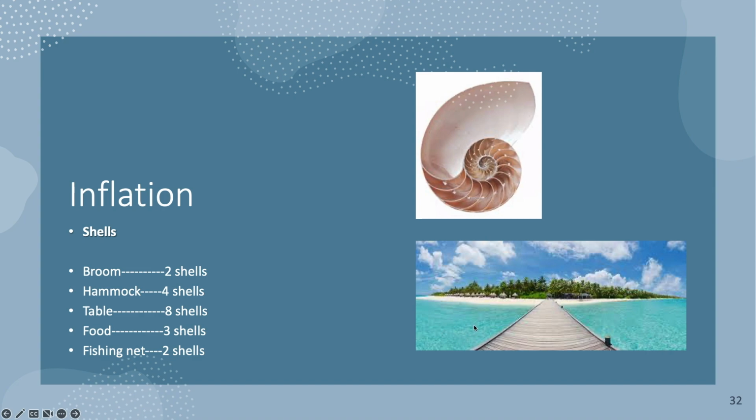They're only about 4 or 5 feet deep. You get some shells. You bring them up during the week. I sell you a broom for 2. A hammock is 4 shells, a table's 8 shells, food's 3 shells, food for a day, and a fishing net. Oh, life is just fantastic and perfect.